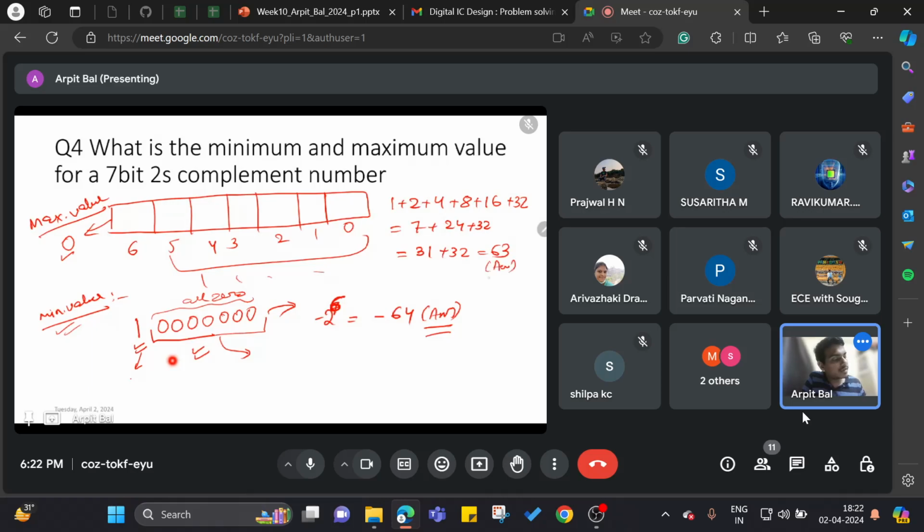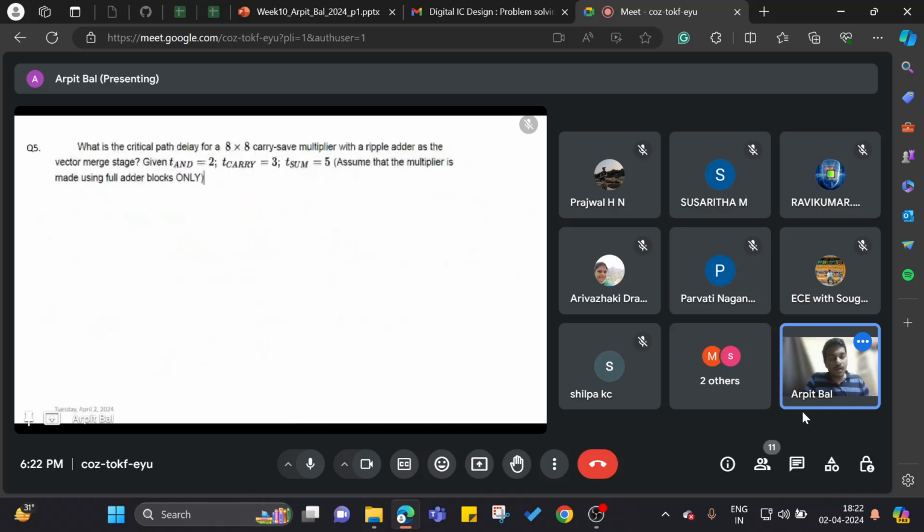So the maximum value is 63 and the minimum value that can be obtained is minus 64 for a 7-bit 2's complement representation of a number. Moving on to the next question. What is the critical path delay for an 8x8 carry save multiplier with a ripple adder as the vector merge stage, with T and equals T carry 3, T sum as 5? Assume that the multiplier is made using full adder blocks only.